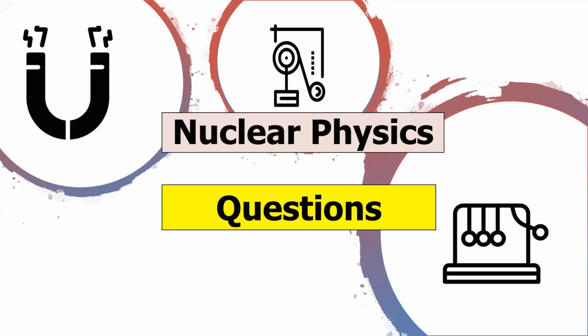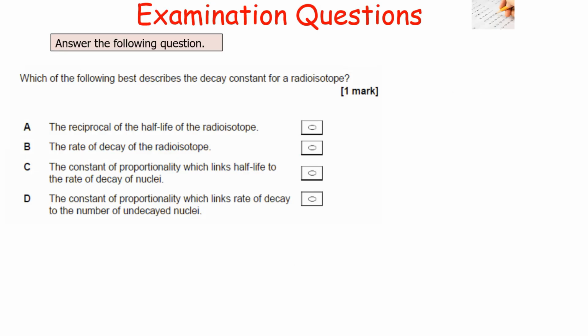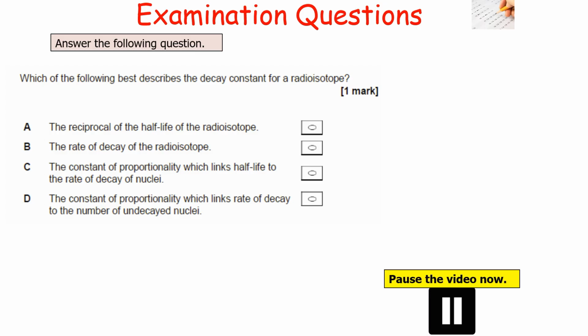Let's now have a look at a few questions on nuclear physics. So the first one says, which of the following best describes the decay constant for a radioisotope? So pause the video now, then unpause the video when you want to go through your answer.